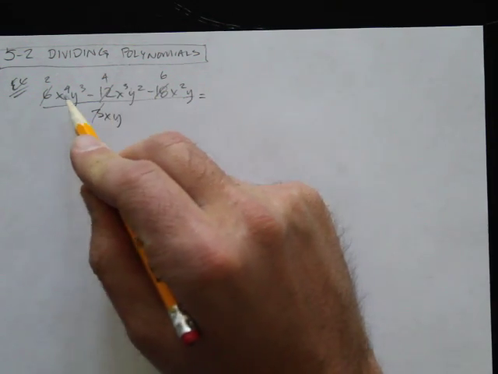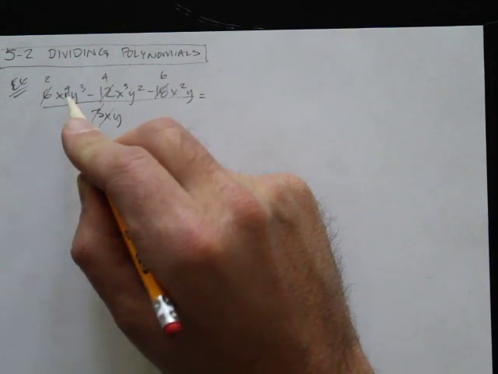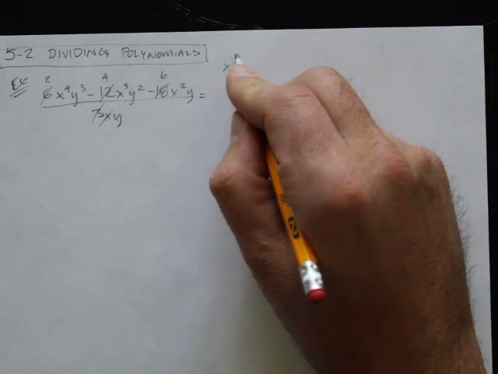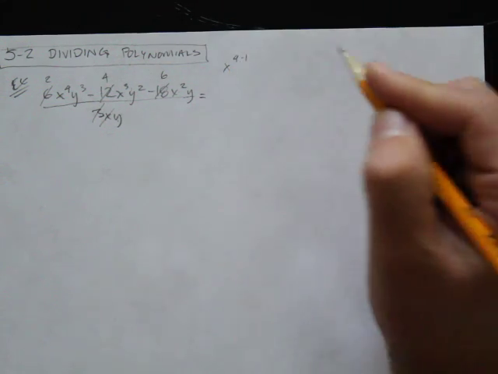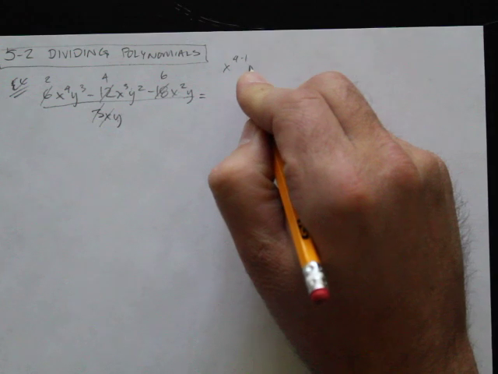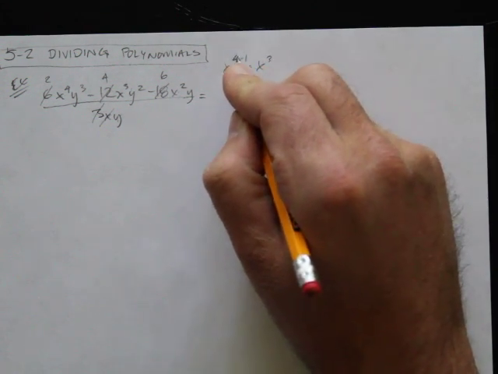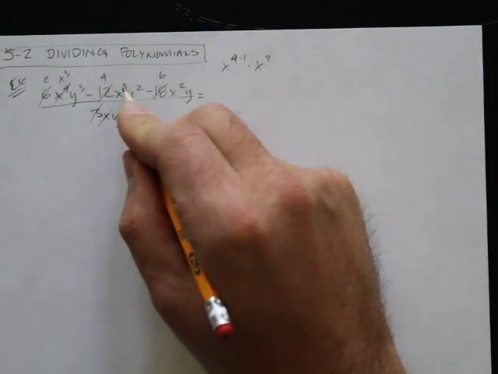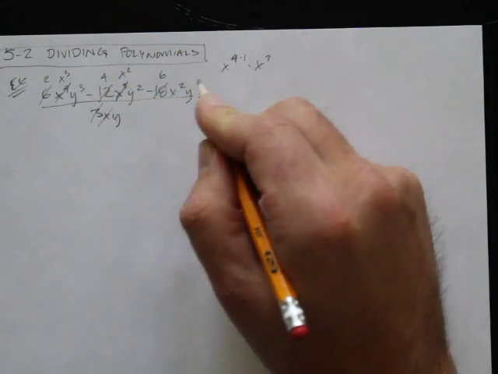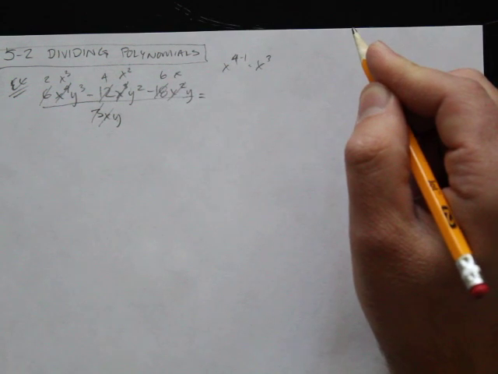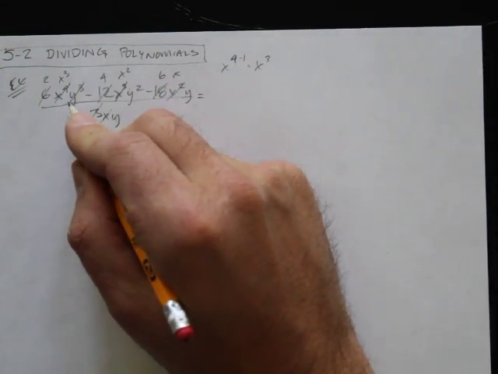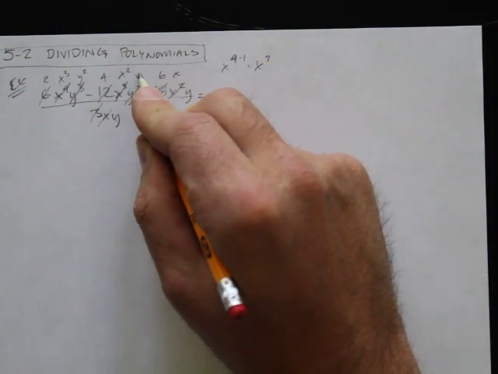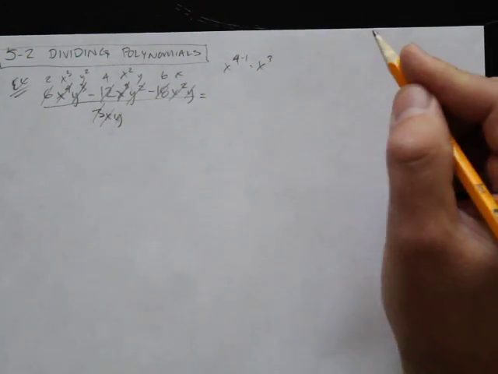The x here goes into each of these terms. So x to the fourth divided by x to the first is x to the fourth minus 1, so that is x to the third. Here I have x squared. Here I have just x. Now let's do the y's. Y squared is what I'm going to get there, and just y there. And those y's both go away.